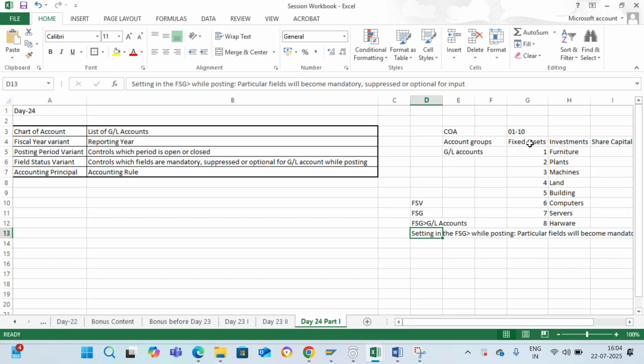The next that we have in the list is the accounting principle, which is nothing but the accounting rule according to which the financial statements and journal entries are written. With this, let us close for the day. We will set up all these parameters practically into the system in part 2 of day 22.